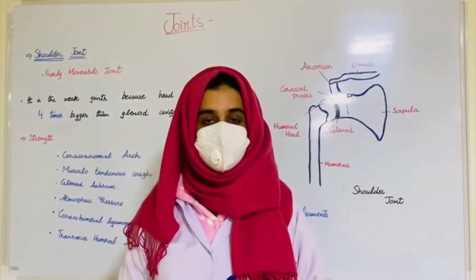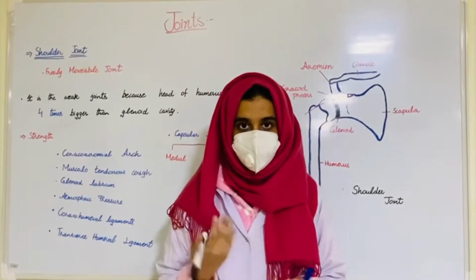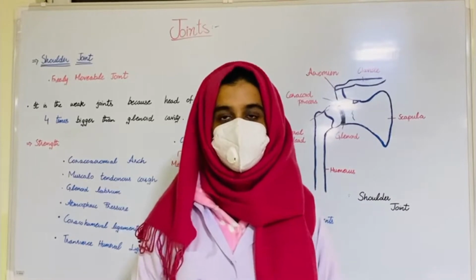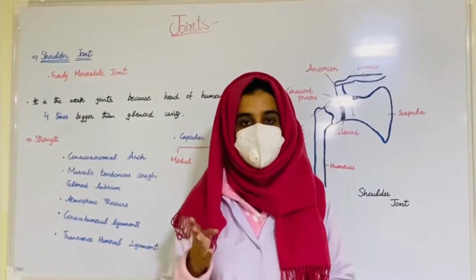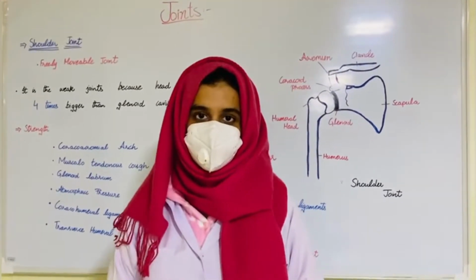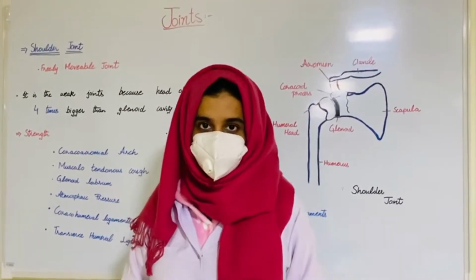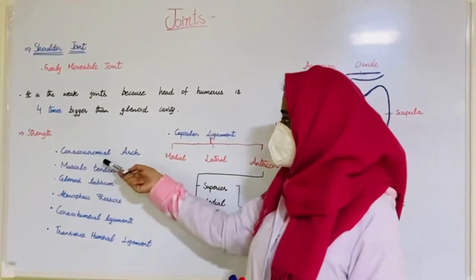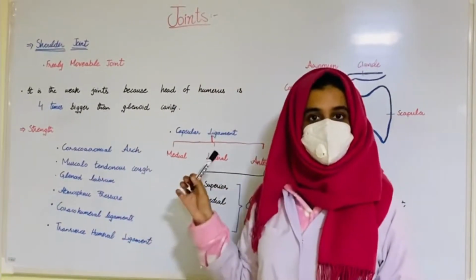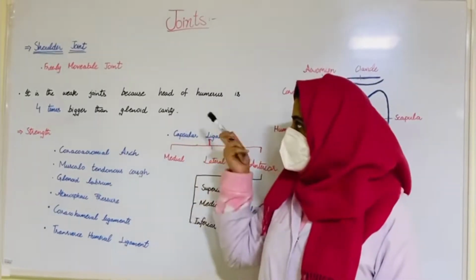Shoulder joint is also known as a freely movable joint, and it is also known as a weak joint because the head of the humerus is 4 times greater than the glenoid cavity. Some important features give strength to the shoulder joint. First one is coracoacromial arch. Second one is musculotendinous cuff. It is a thick muscle that strengthens the shoulder joint.